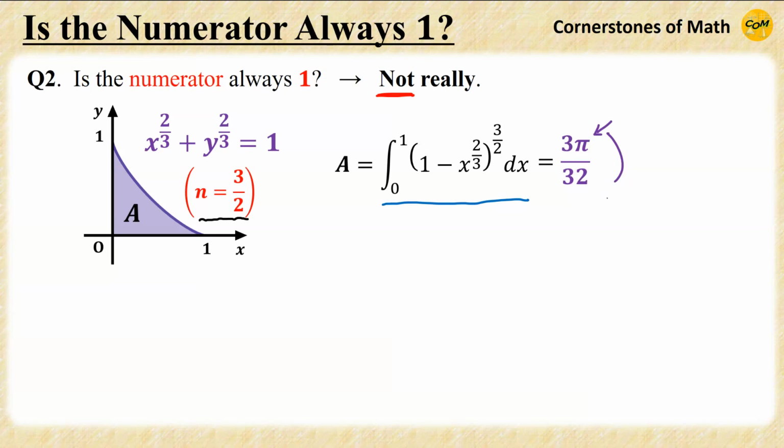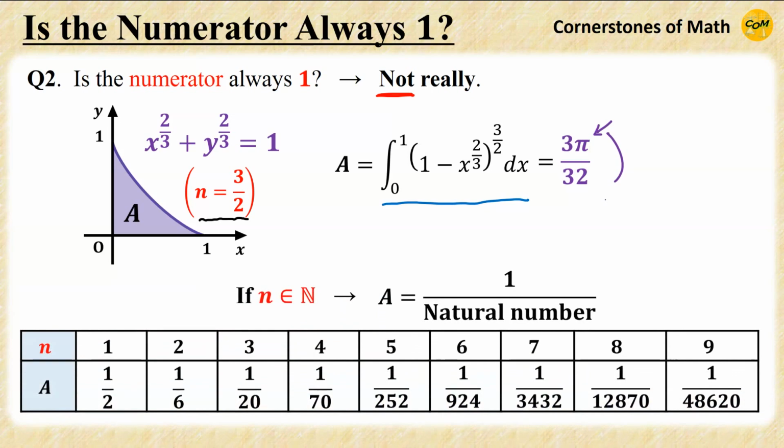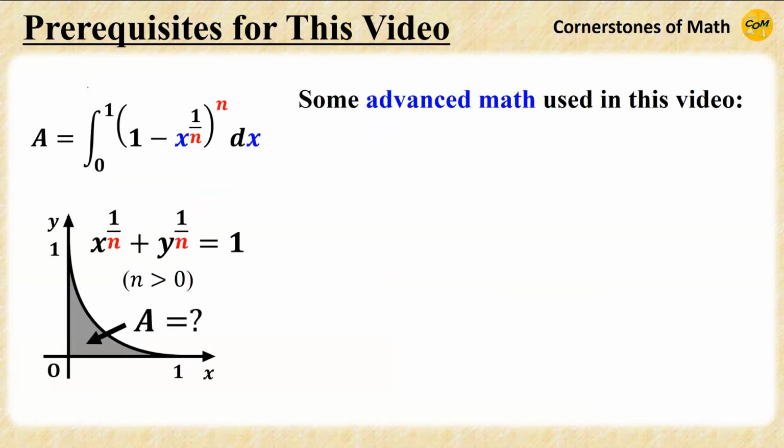So the numerator is generally not 1, but as we saw, if n is a natural number, then the area is always obtained in 1 over natural number form, hence the numerator is always 1. So now I am about to explain the general formula, which is the value of this integral, but that includes some advanced mathematical concepts that are beyond the usual scope of my channel, which usually stays in high school level or at least not deviate too far from high school level.